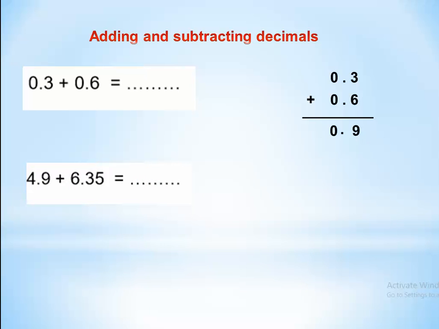Okay, 4.9 plus 6.35. Let's write 4.9 plus 6.35. Here we don't have the same decimal places, so we are going to put here 0. Let's add: 0 plus 5 equal 5, 9 plus 3 equal 12, 2 and carry 1. But we have here a decimal point, so we are going to put the decimal point, then add 1 plus 4, 5, 5 plus 6 equal 11.